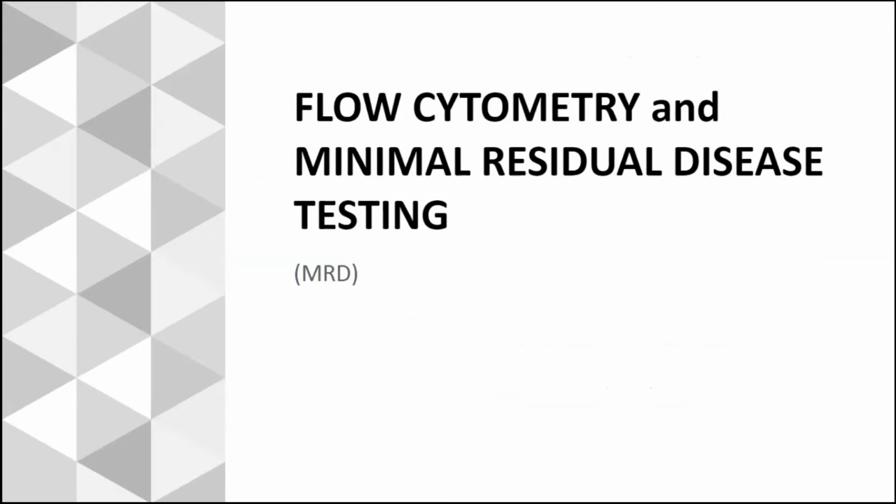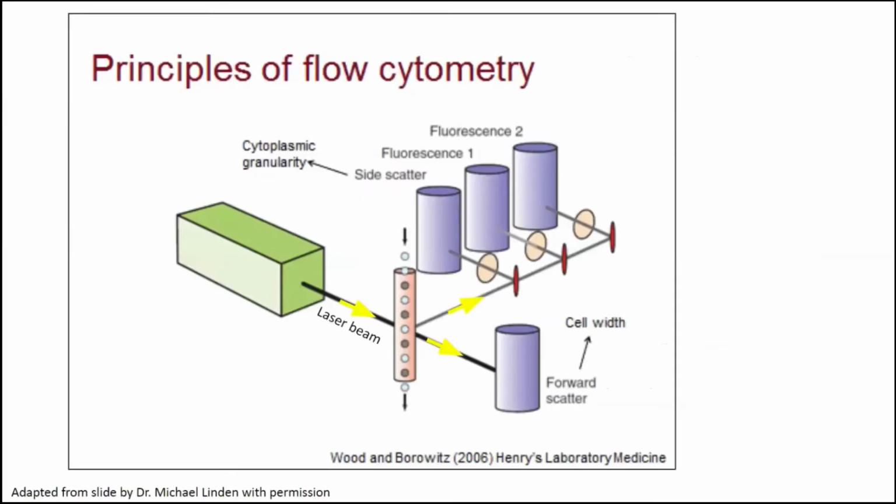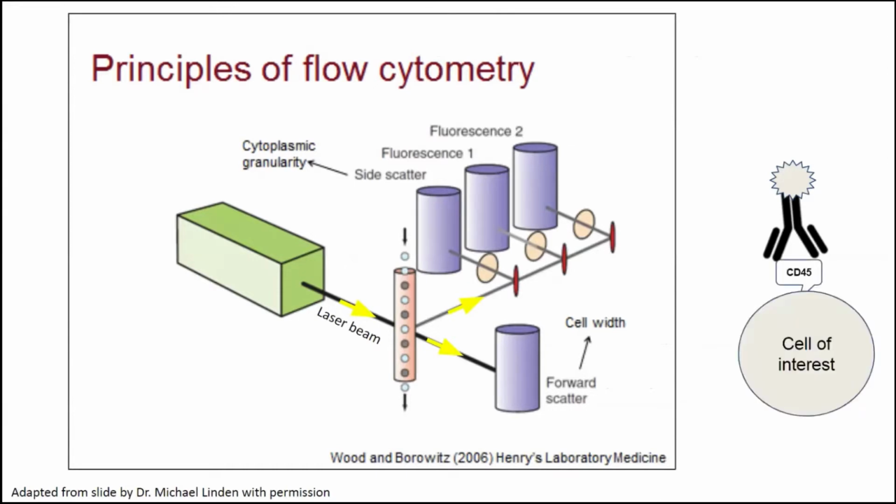So let's transition to flow cytometry and its role in minimal residual disease testing, or MRD. First, a quick review on flow cytometry. Let's say that the sample we want to test is in the peripheral blood. To the sample, we would add 10 fluorochromes attached to antibodies that are specifically targeted for cell surface antigens, such as CD45. Unbound fluorochromes are washed away, and the sample is passed through a fluidics chamber designed to allow 1 cell at a time to pass through a laser beam.